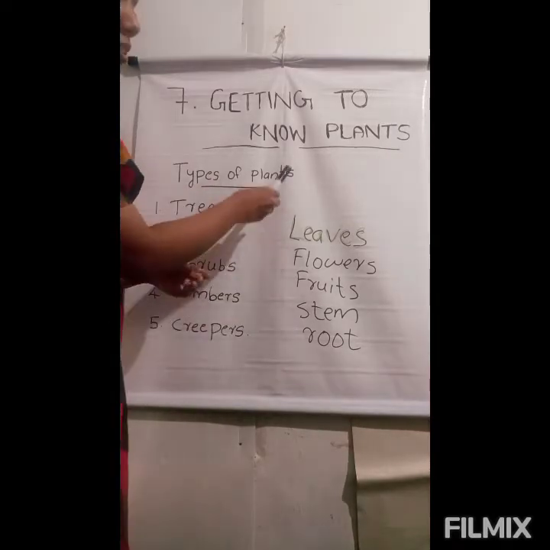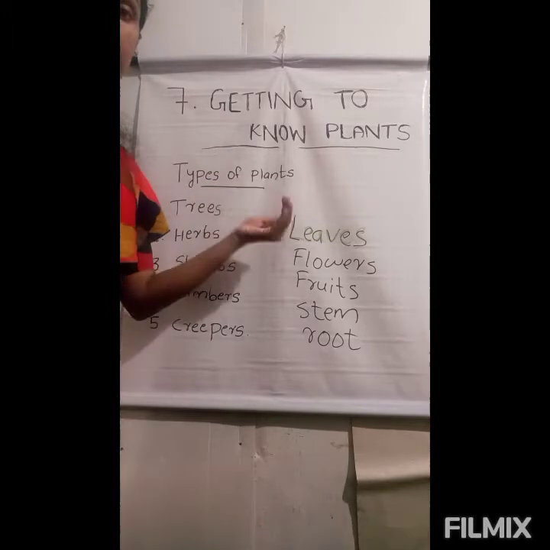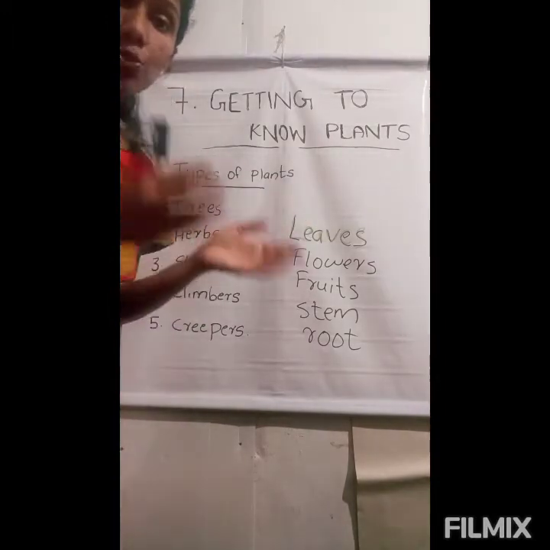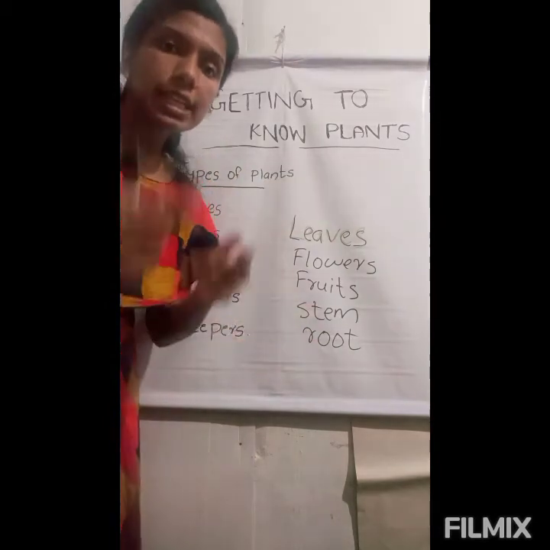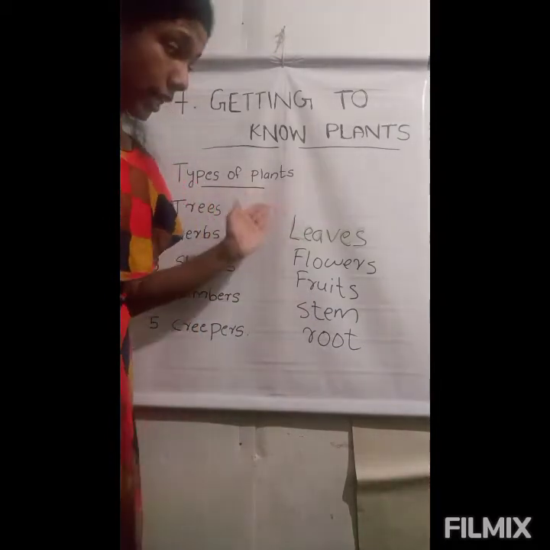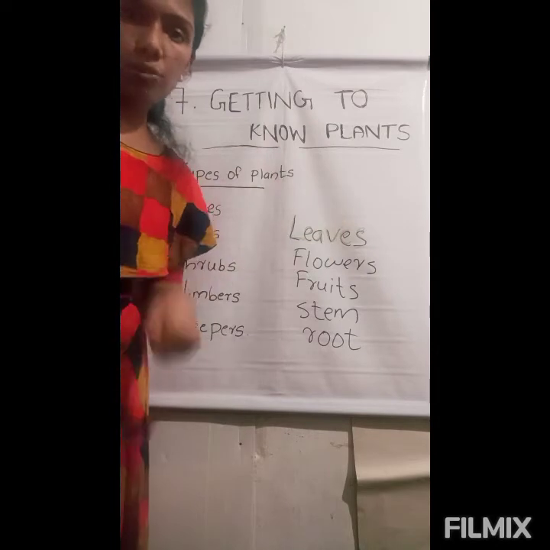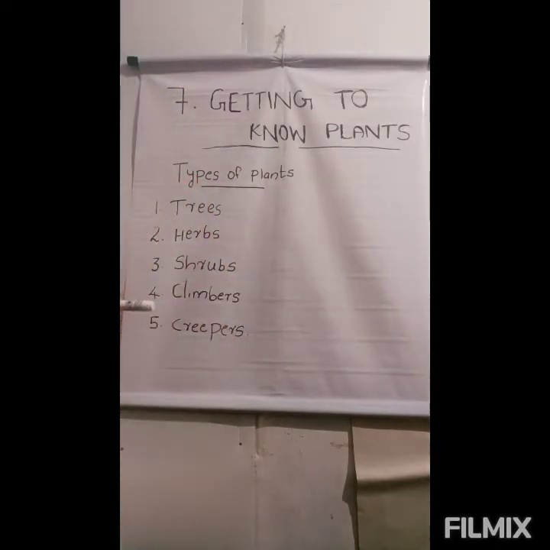Okay, so according to the difference in these parts of a plant, we can classify these plants into various types. There are different types of plants that we have been observing in nature. So we can learn about the different types of plants. Here I have written the different types of plants. Which are they? First one is trees, then herbs, then shrubs, then climbers and creepers. So these are the 5 types of plants that we are observing in our nature.